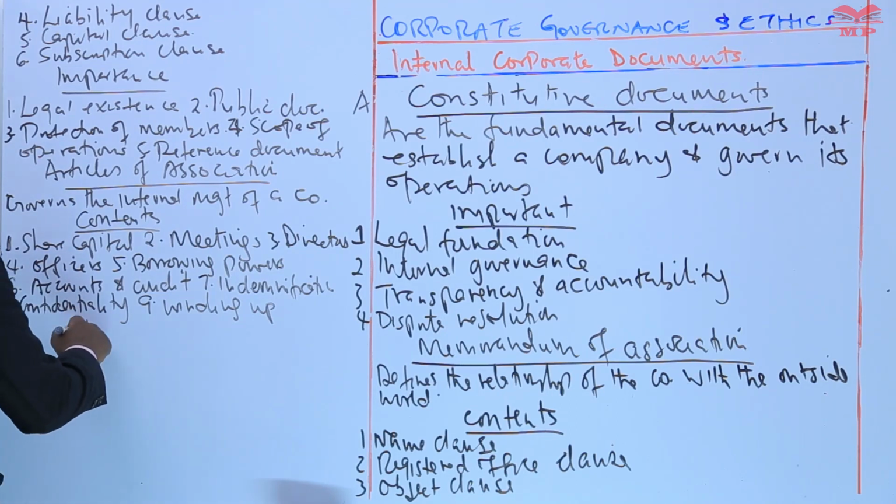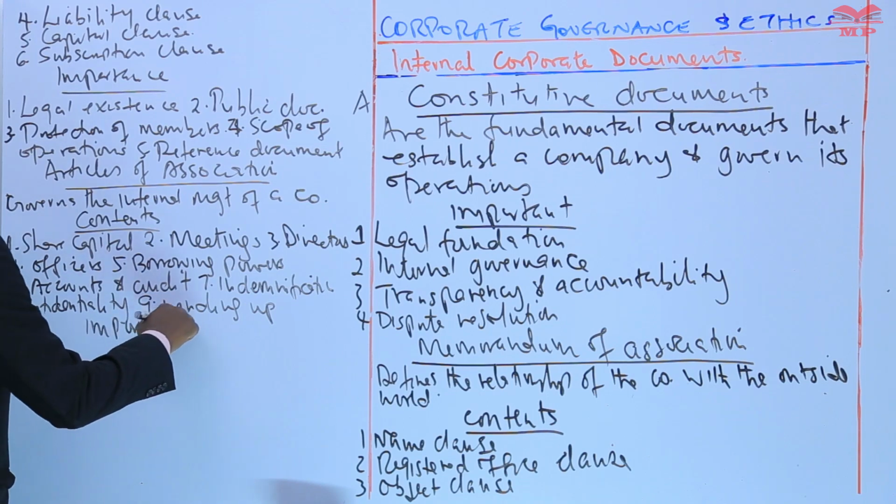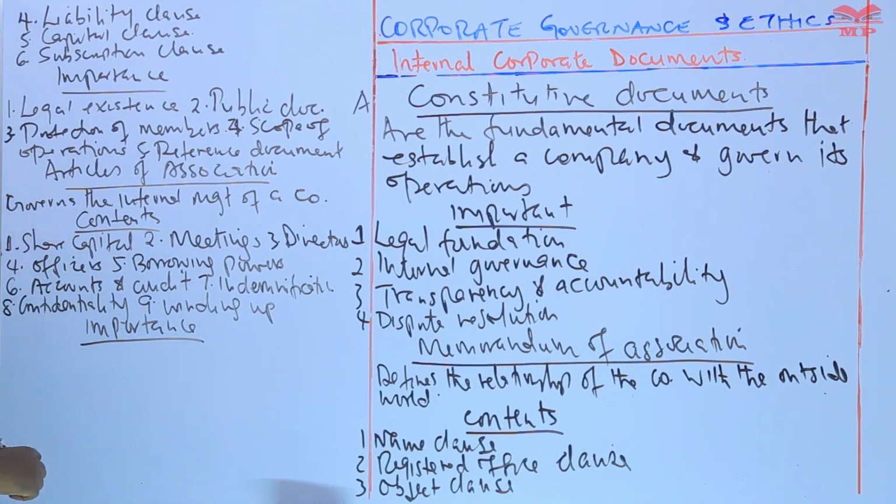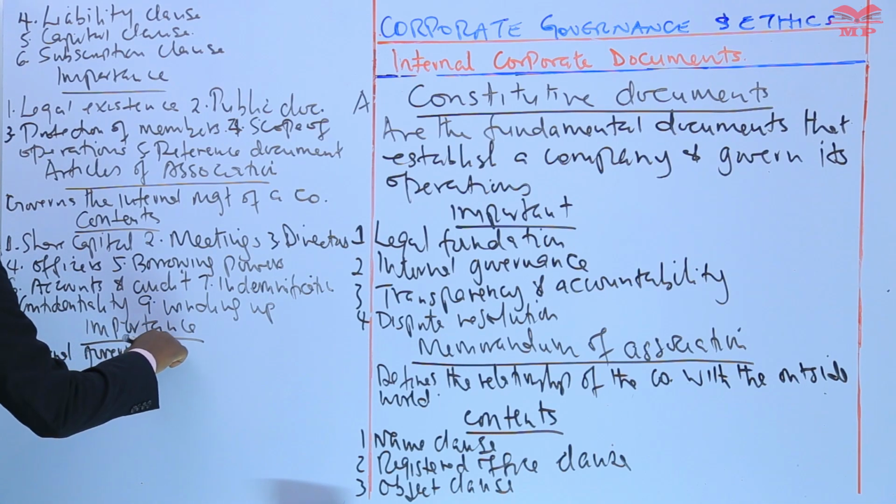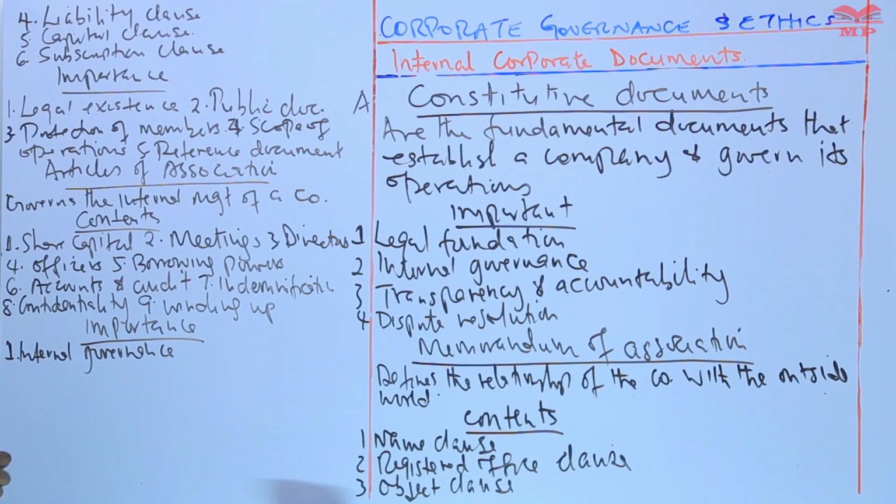Moving on, importance. Why is this document important? One, internal governance. It is a document that outlines how the company ought to be governed. It provides a clear framework for internal management of the company, ensuring smooth functioning and preventing disputes.